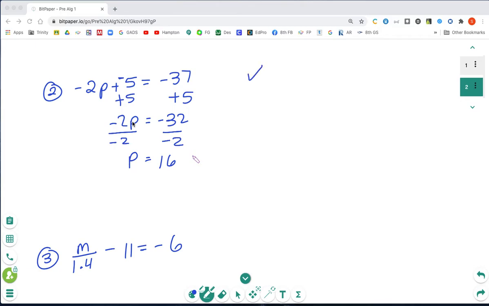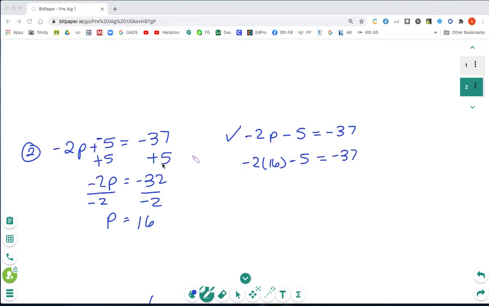Now we're going to go back and copy the exact beginning problem. Negative 2p minus 5 is equal to negative 37. Everywhere we see the p, we're going to put parentheses in and put the 16. So negative 2 times 16 minus 5 is equal to negative 37. Now remember that you're doing PEMDAS in order to solve.